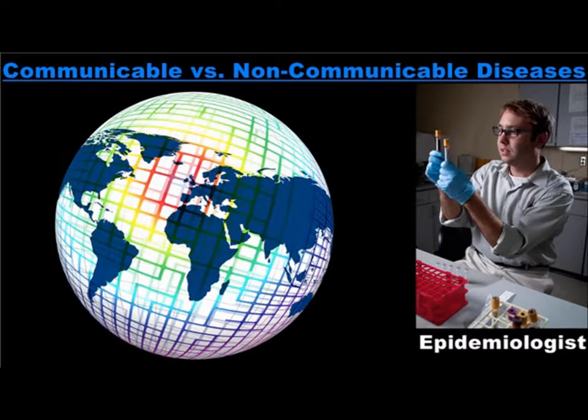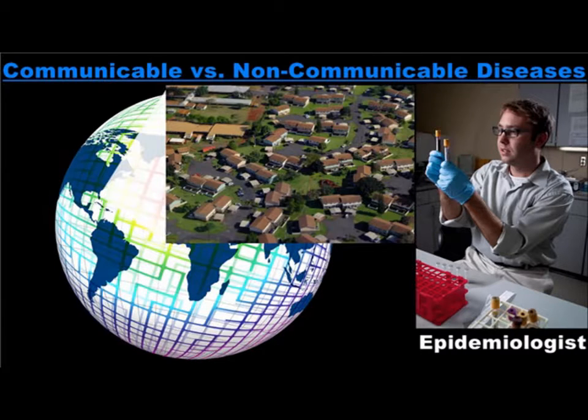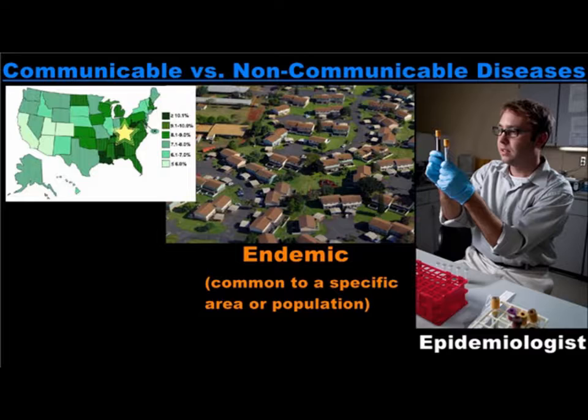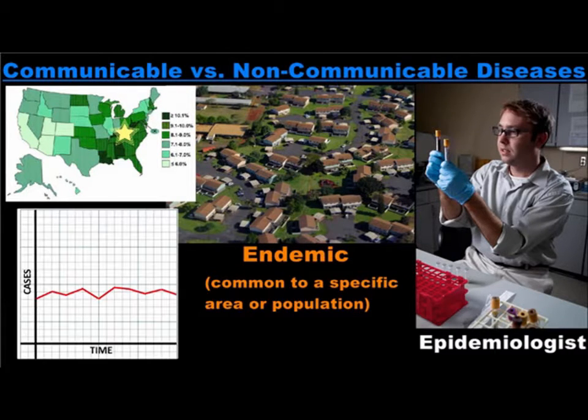While some epidemiologists work on pandemics on a global scale, other epidemiologists work in smaller communities on what are referred to as endemic diseases. Endemic diseases are common to a specific area or population and generally present a fairly constant number of cases over time.